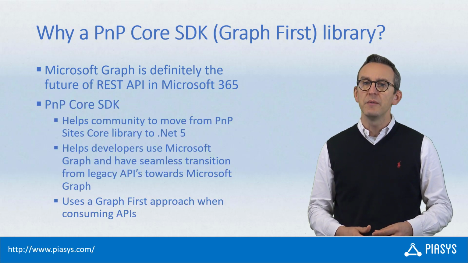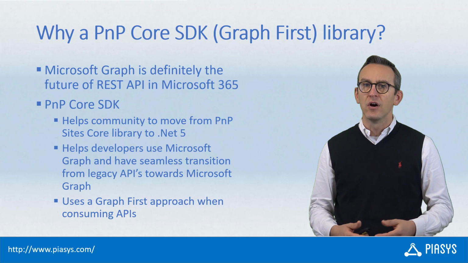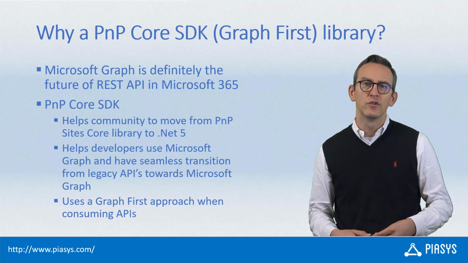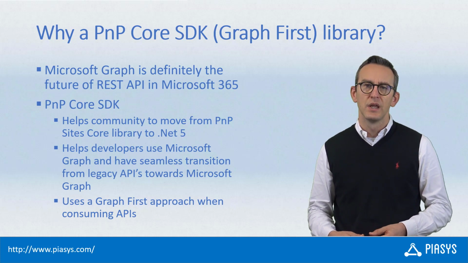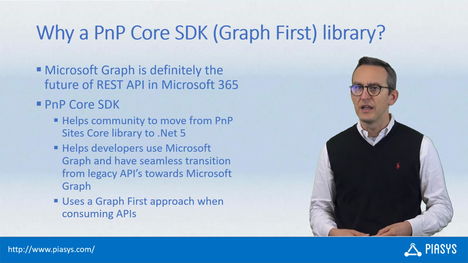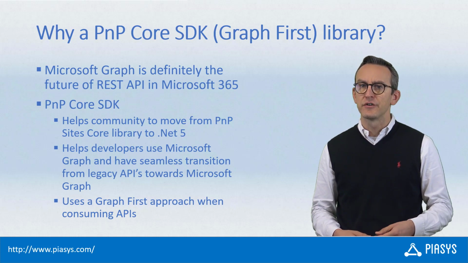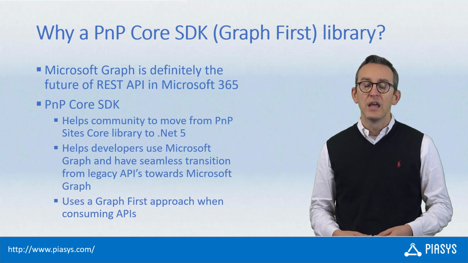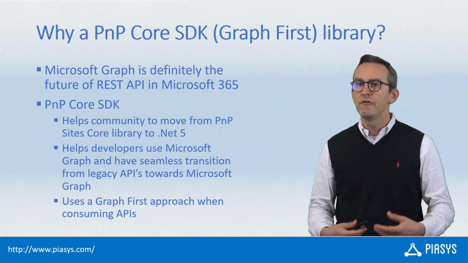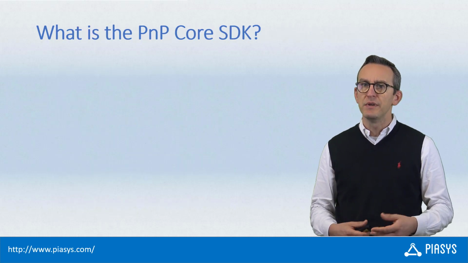As PnP, we have been providing for a while a library called PnP Sites Core, which is based on the REST APIs of SharePoint and on CSOM and helps developers to consume SharePoint on-premises and SharePoint Online. With the PnP Core SDK, we want to help developers to transition to .NET 5 and to have a seamless transition to consuming the Microsoft Graph rather than the REST APIs of SharePoint or CSOM. And that's why we call this library Graph First library, because our primary objective is to help developers to consume Microsoft Graph.